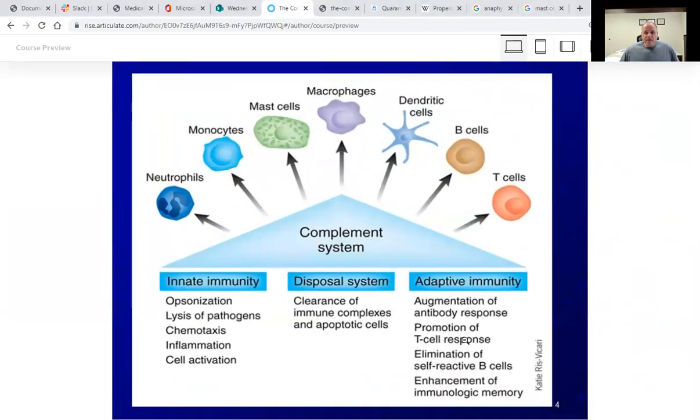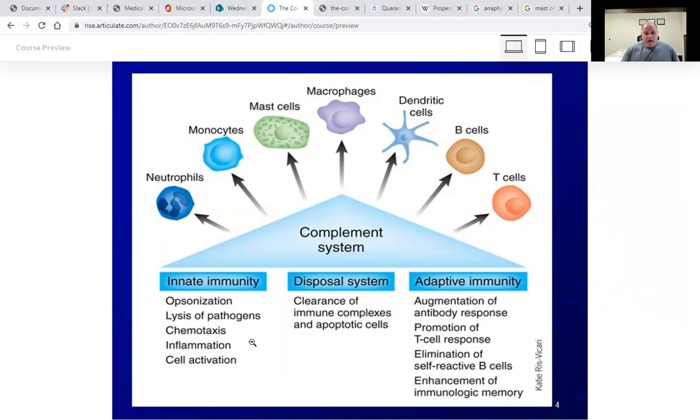So this depicts the roles of complement. It opsonizes cells, and so basically coats them to make them more recognizable for disposal by the intravascular phagocytic system. It can punch a hole in the cell membrane and hemolyze and lyse cells. Chemotaxis is it attracts cells to the area.